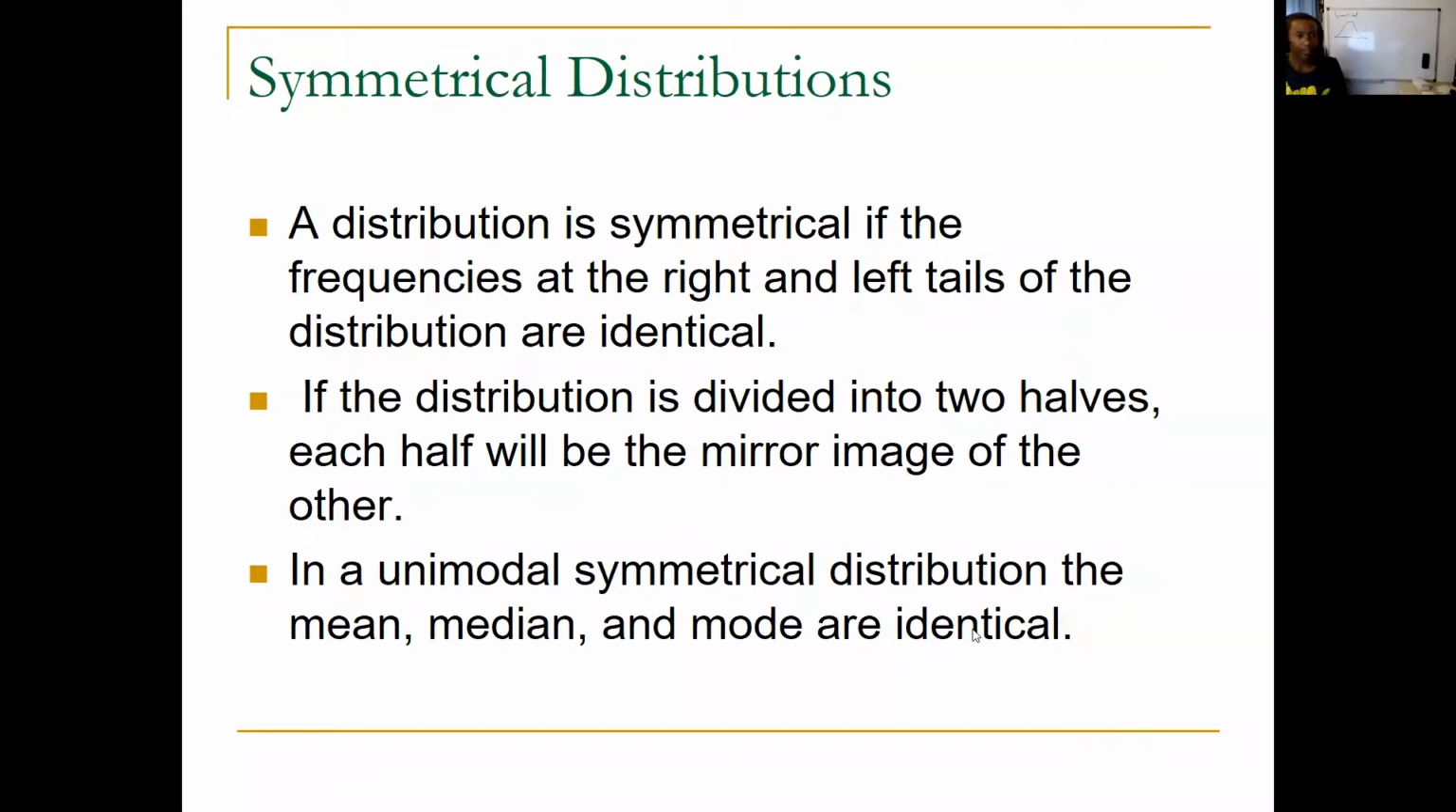Now, another thing about a symmetrical distribution is if we were to divide the distribution into two halves, each half will be a mirror image of the other. So if we cut this in half, left side, right side look alike, okay? In a unimodal symmetrical distribution, the mean, median, and mode are all the exact same number.